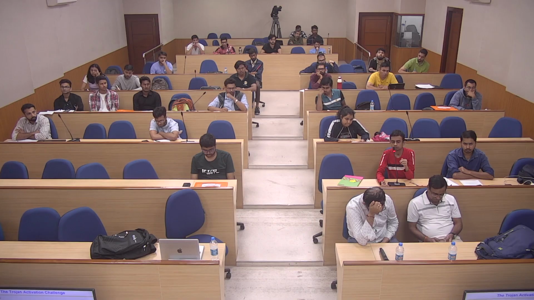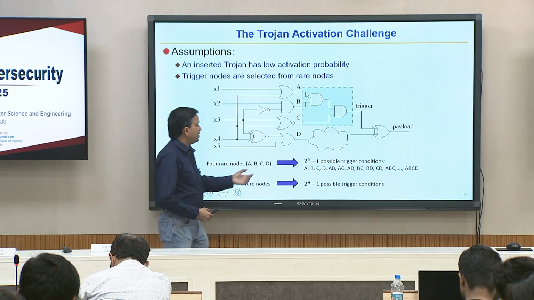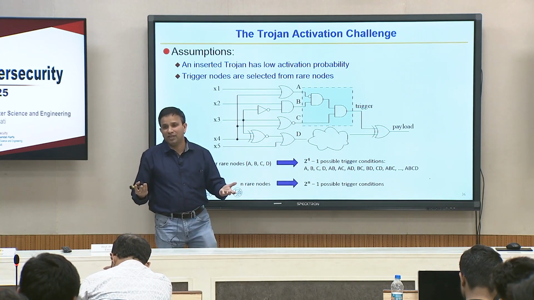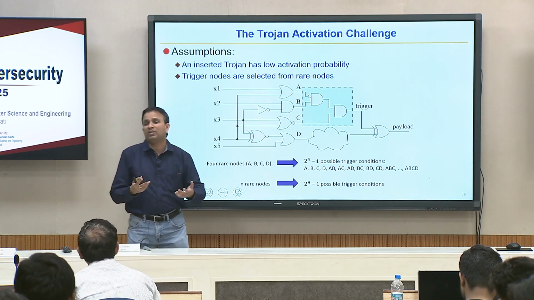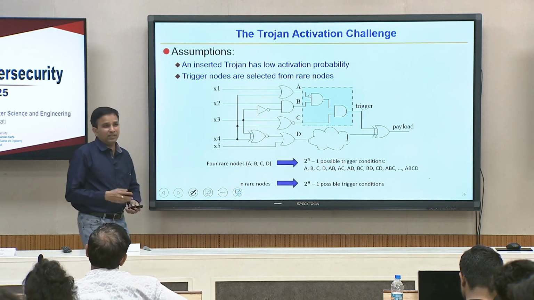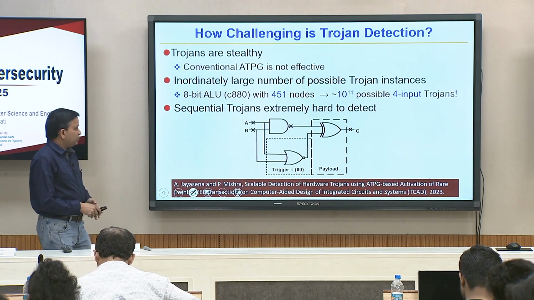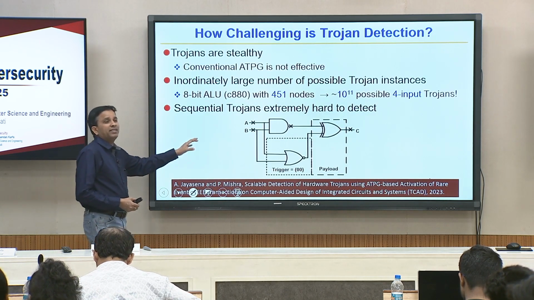Sir, for input size n, why 2 to the power n minus 1, why not 2 to the power n? Because minus 1 is the one possibility, all 0, that is not even a trigger. All 0 basically means take none of them, then that is not even a trigger.